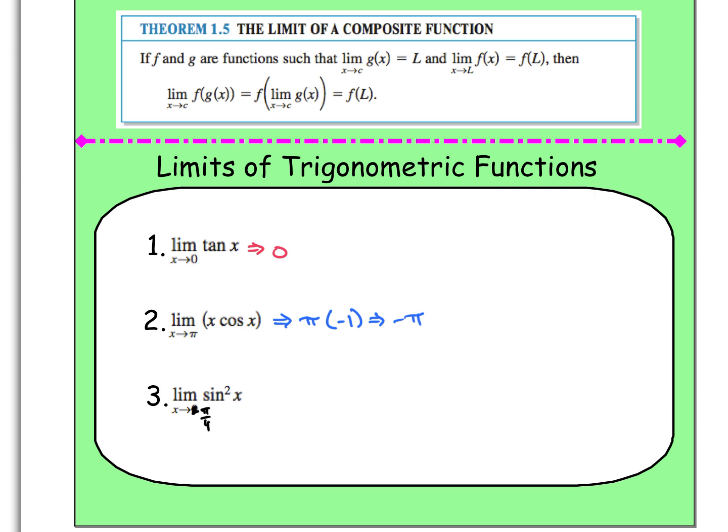This next one, I've changed it a little bit. I'm going to do a limit as x approaches pi over 4 of sine squared x. The one thing I want to get with this is a composite. What is your outermost composite? What is the outer part of this function? There's a sine function and then there's a squared function. Which one's the outer composite? The squared part is the outer.